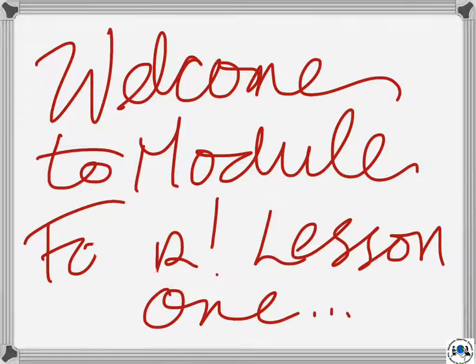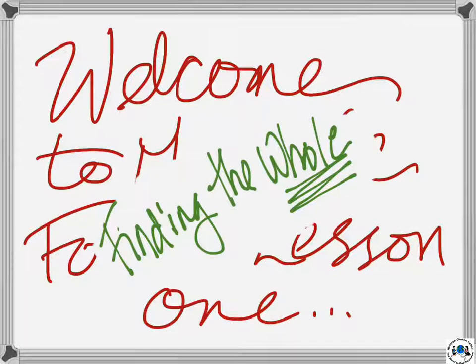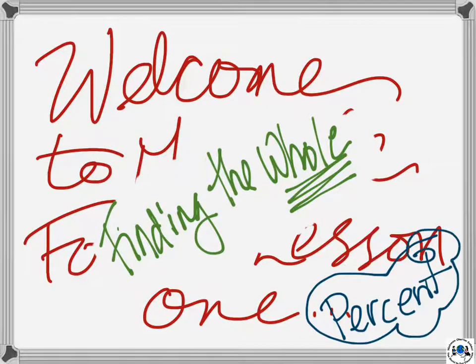Module 4 is titled Percentages and Proportional Relationships, but this topic A, which contains 6 lessons, is called Finding the Whole. Finding the whole is one of my favorite things to do, working with percentages and decimals and fractions and their relationship. This lesson 1 is going to focus on percent.